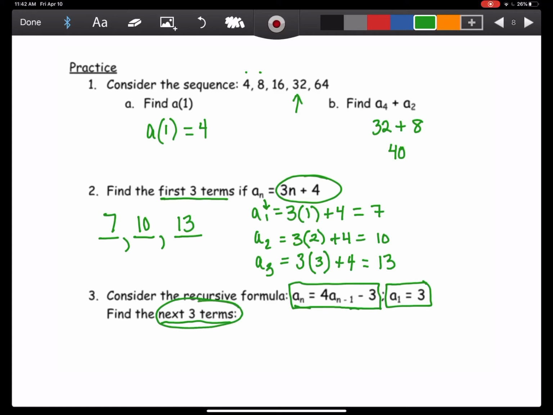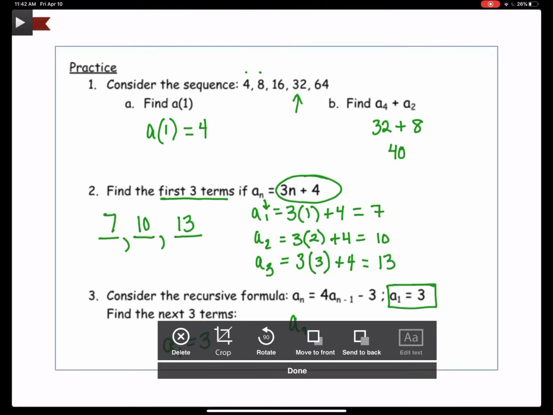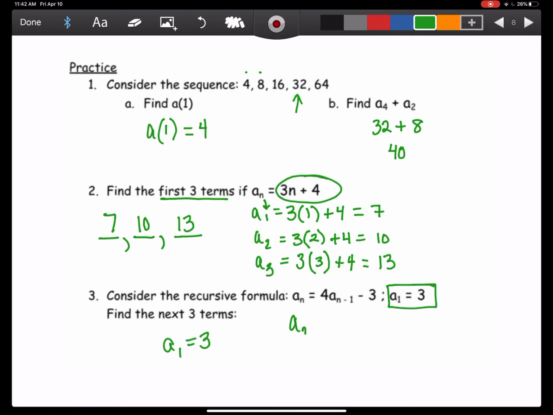Okay? All right. I'm going to erase some of this stuff. So I'm going to start out, and I'm going to say that a sub 1 is 3. So I'm just going to write that off to the side. A sub 1 is 3. Okay? My job is to find the next 3 terms. So that means I need to find a sub 2, a sub 3, and a sub 4. Okay? All right.